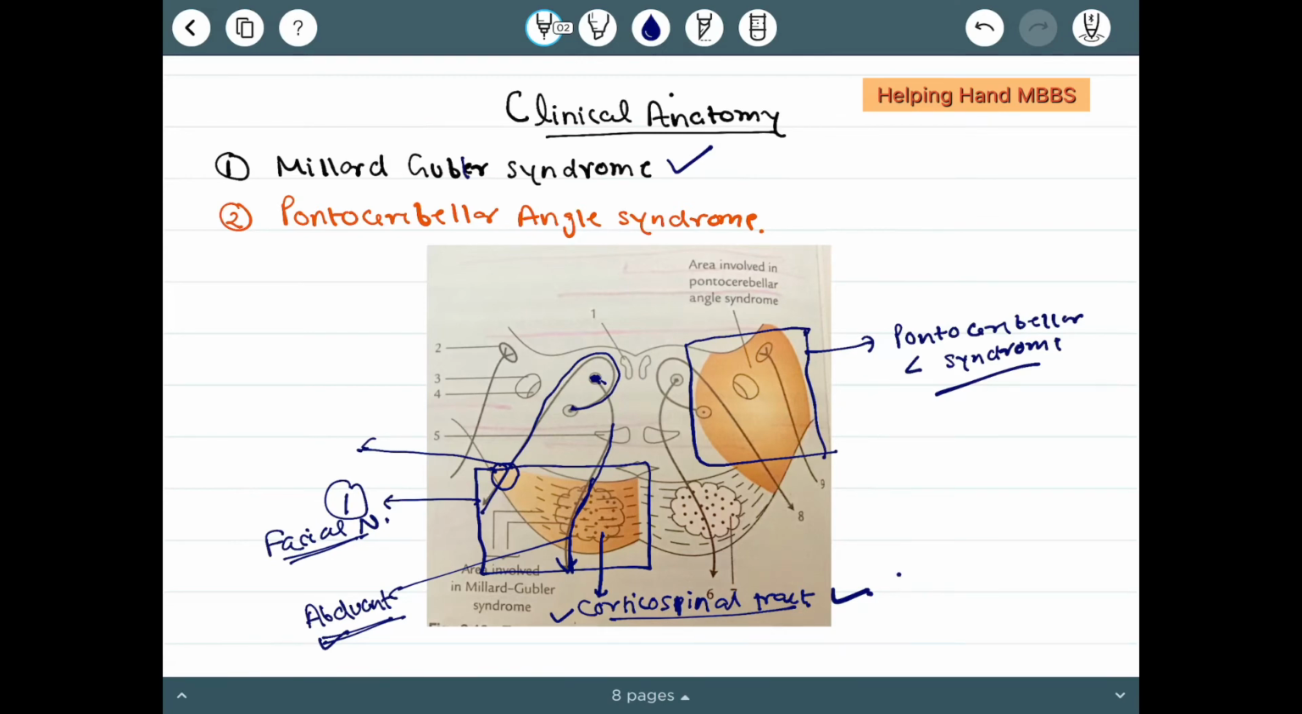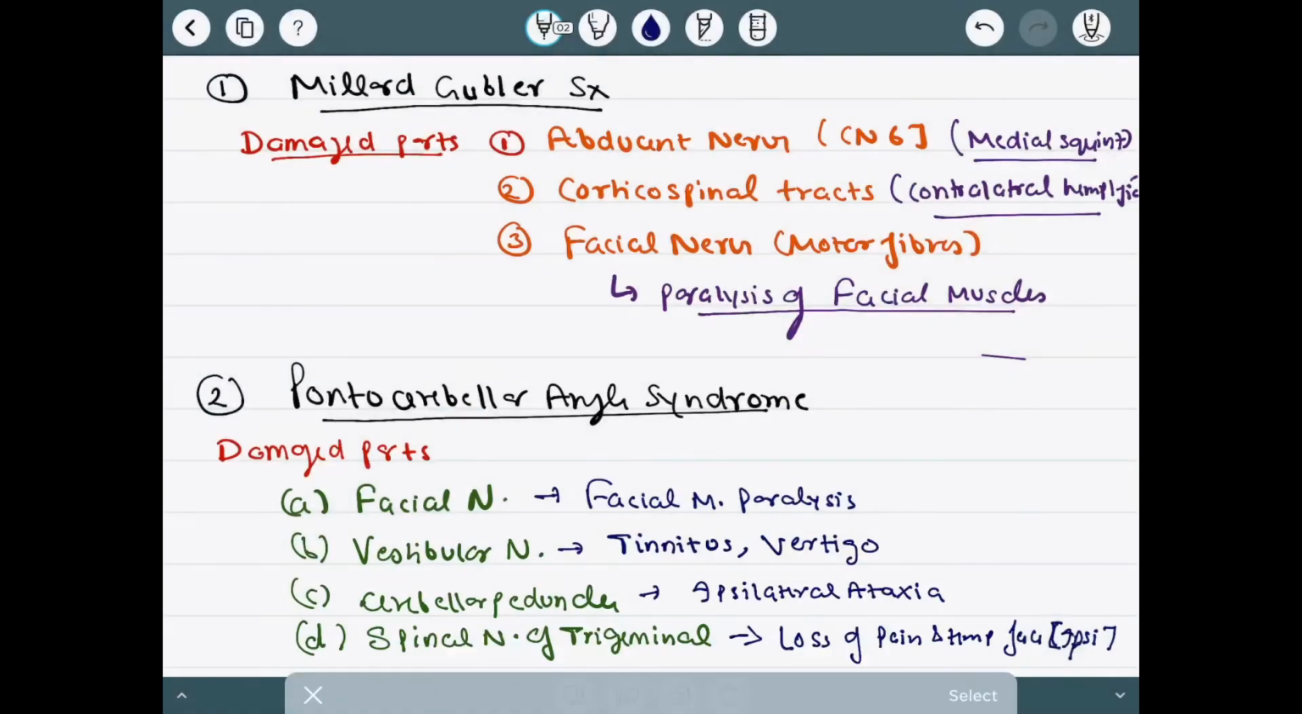Let us now see the structures involved in the pontocerebellar angle syndrome. You can see here that our facial nerve is again affected. This is our vestibular nucleus, and this is our spinal nucleus of trigeminal, as I have told you. This is also affected. So these structures are affected here. Let us see properly what the clinical features in this syndrome will be.